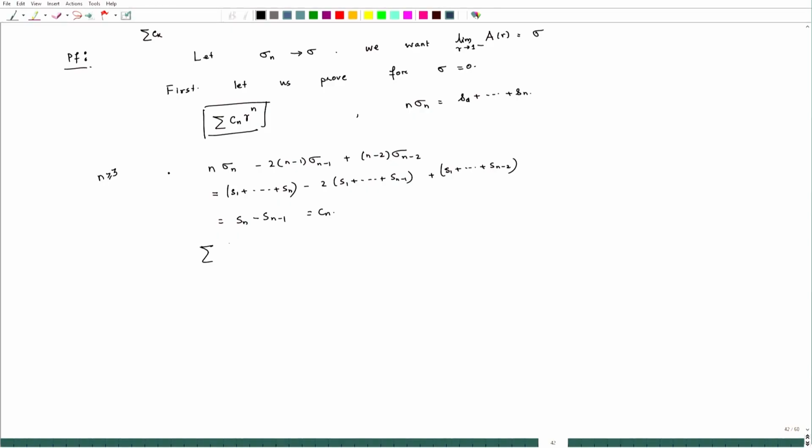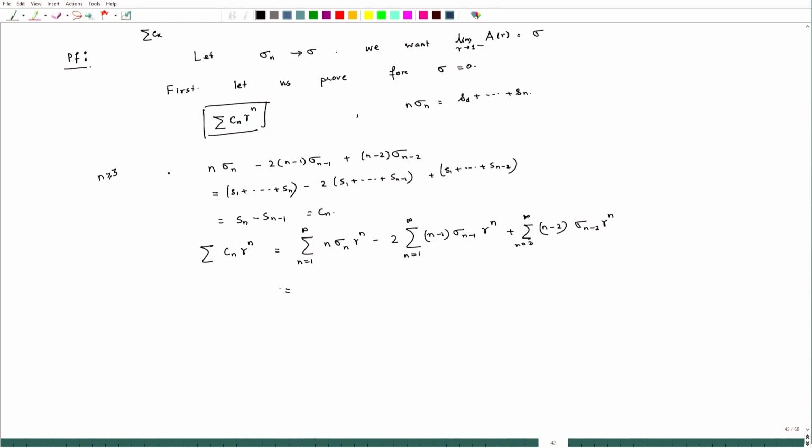Therefore, we write the summation over C n r to the power n, this is equal to, I can replace this as summation over n equal to 1 to infinity n times sigma n r to the power n, minus 2 times summation n equal to 1 to infinity n minus 1 sigma n minus 1 r to the power n, plus summation n equal to 2 to infinity n minus 2 sigma n minus 2 r to the power n.